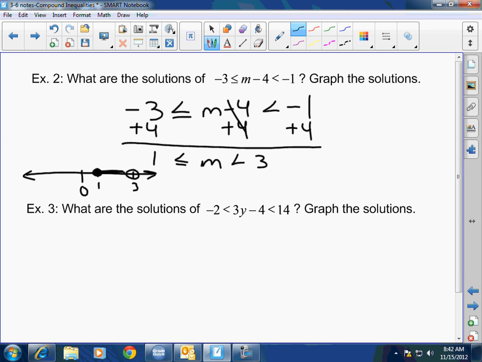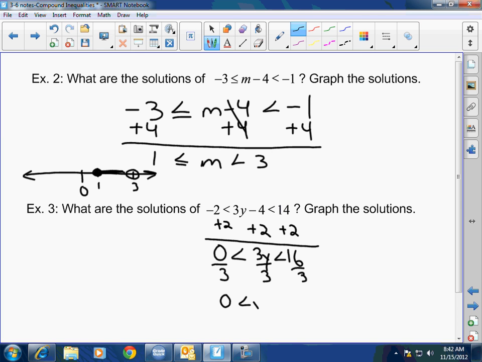What are the solutions of 3y minus 4 is greater than negative 2 and/or less than 14? Well, I'm going to go ahead and add 2 to every side. I'm going to get my 0, 3y, 16, divide by 3 to both sides. So this is going to be 0, it's y, and that's going to be 5 and 1/3.